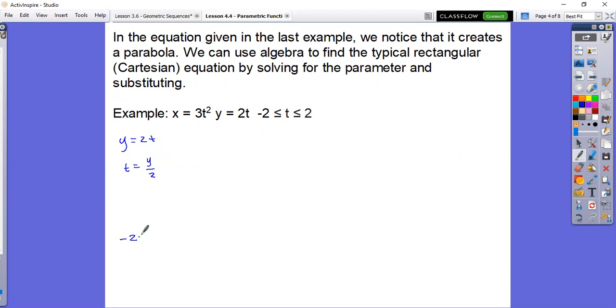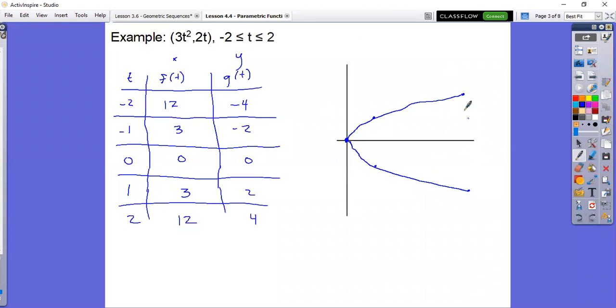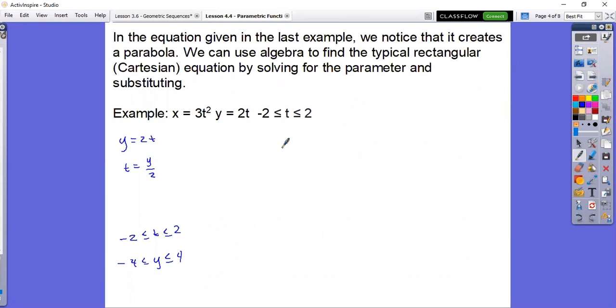Another thing I want to keep in mind at the end is that if -2 is less than or equal to t, which is less than or equal to 2, then since y is equal to 2t, -4 would have to be less than or equal to y, which would be less than or equal to 4. If we go back and look at this parabola, that's exactly what we have: all the y values between -4 and 4 are defined. All right, so now that I have t in terms of y, I can substitute it back in.